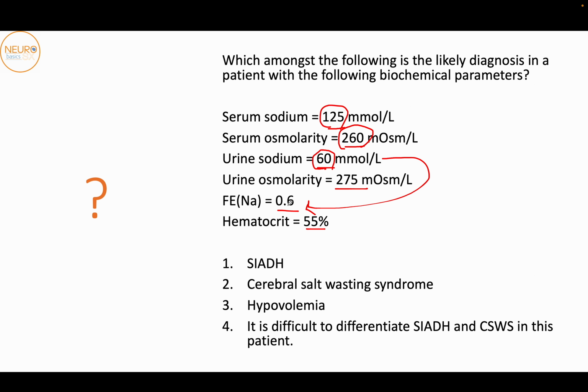Now the fractional excretion of sodium is 0.6, so it is more than 0.5, so we're able to rule out hypovolemia. So our only two main concerns are SIADH versus cerebral salt wasting syndrome. The hematocrit is slightly high, at 55%, so that indicates most likely the patient has cerebral salt wasting syndrome. So the answer for this question is number 2, cerebral salt wasting syndrome.